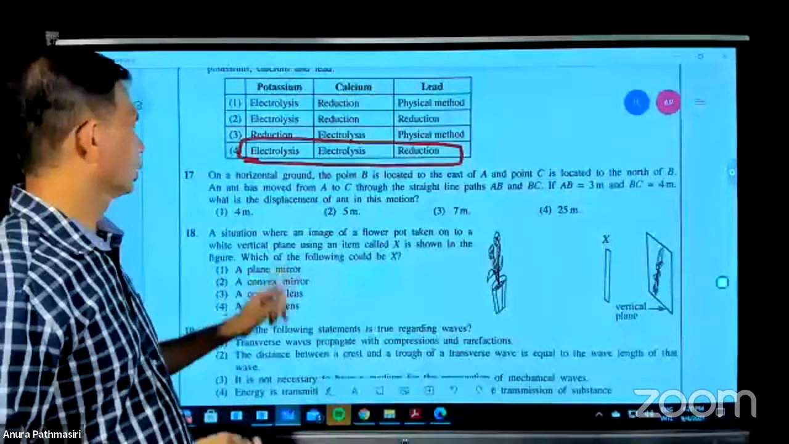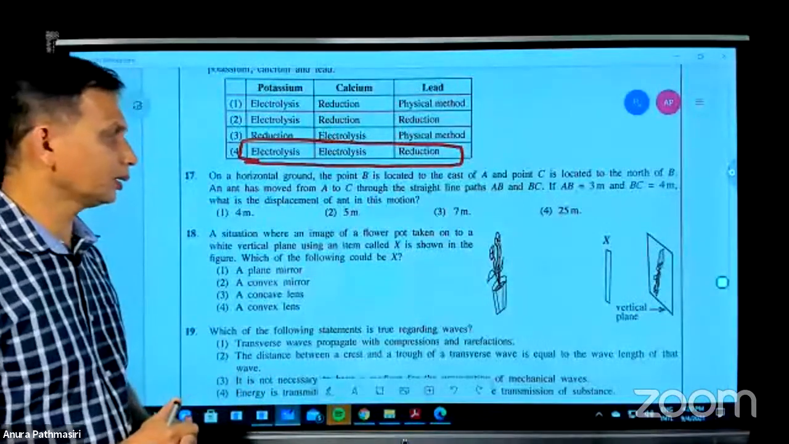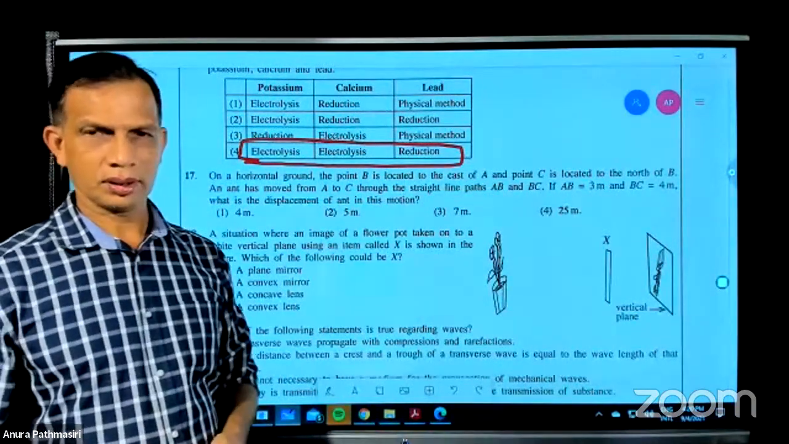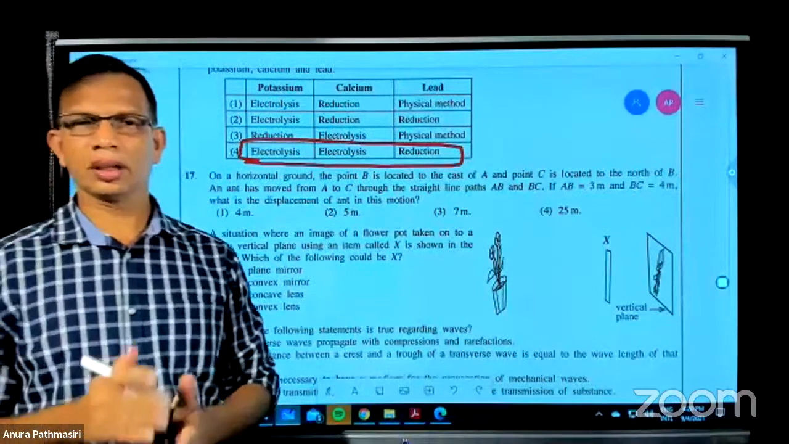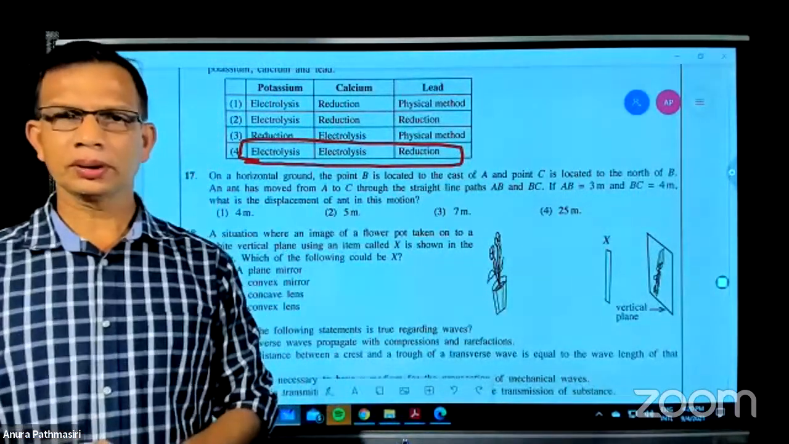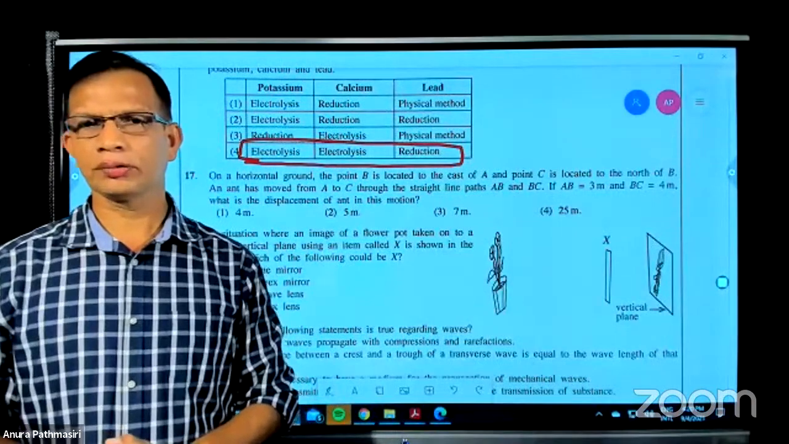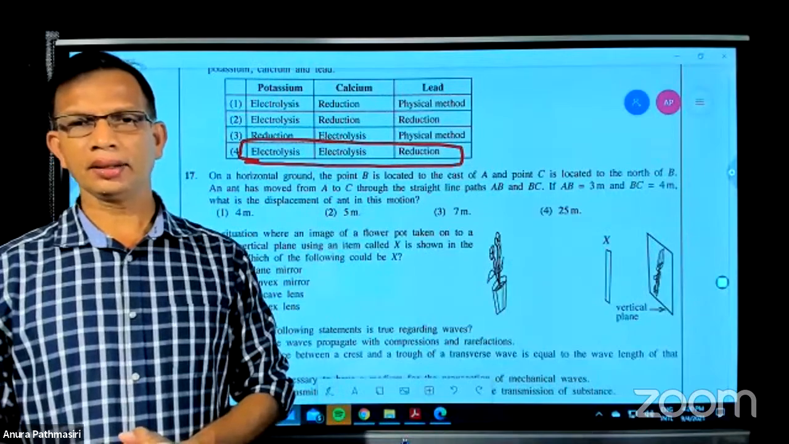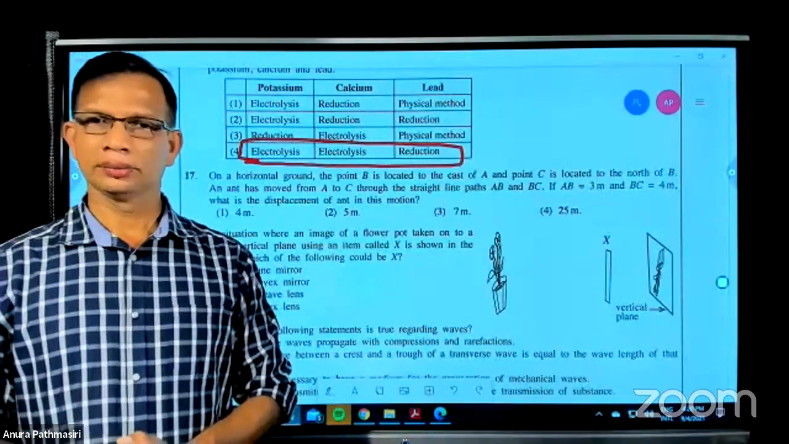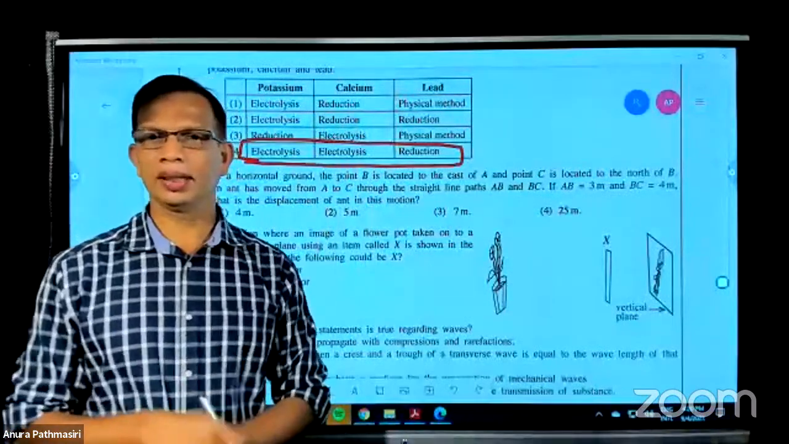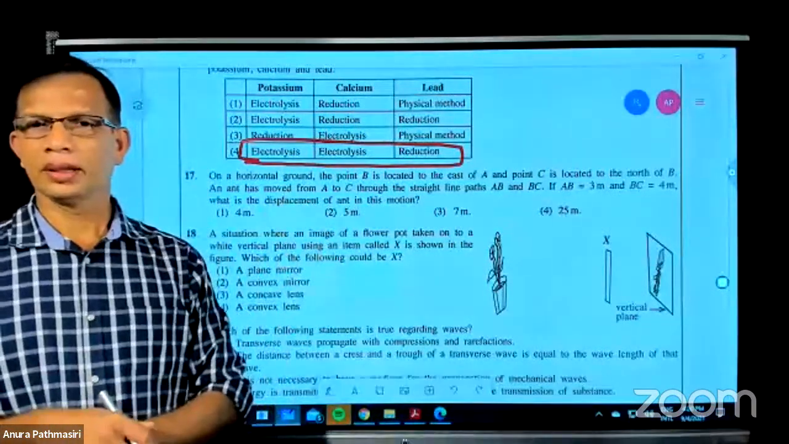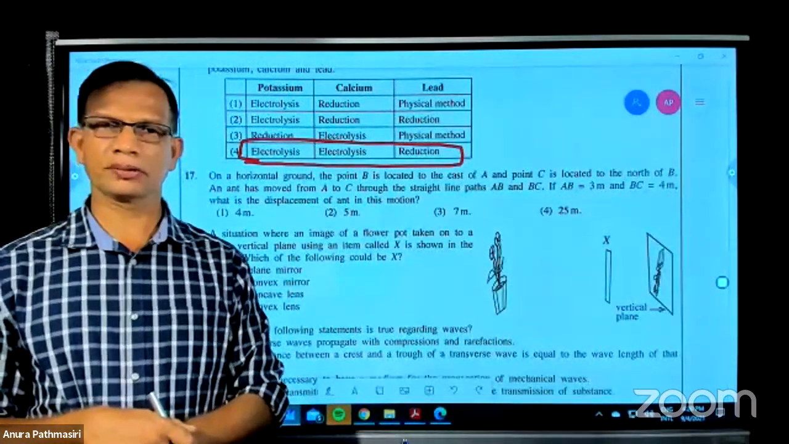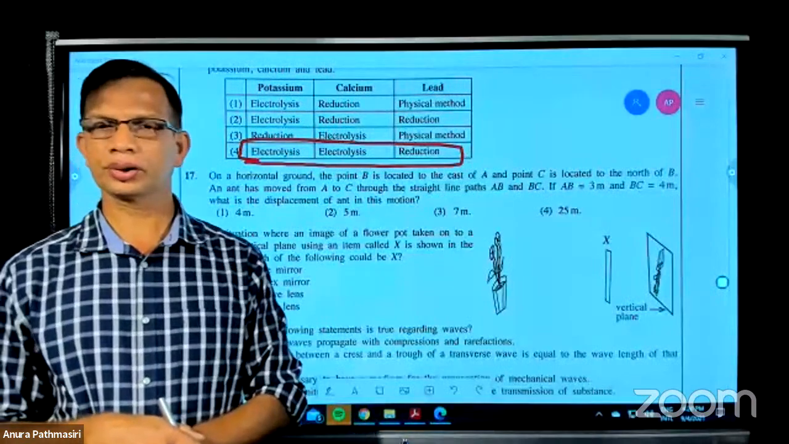On a horizontal ground, point B is located to the east of A, and point C is located to the north of B. An ant has moved from A to C through the linear path, a straight line, AB and BC. If AB is 3, BC is 4, what is the displacement of the ant in this motion?